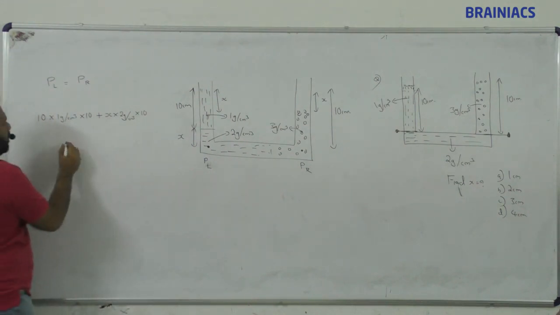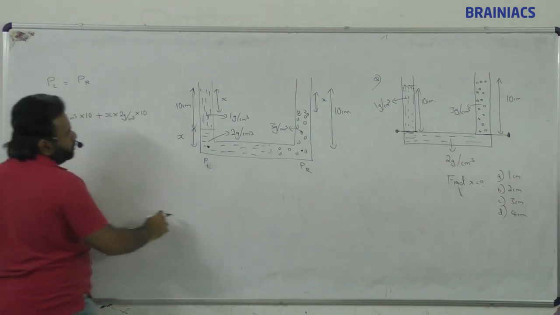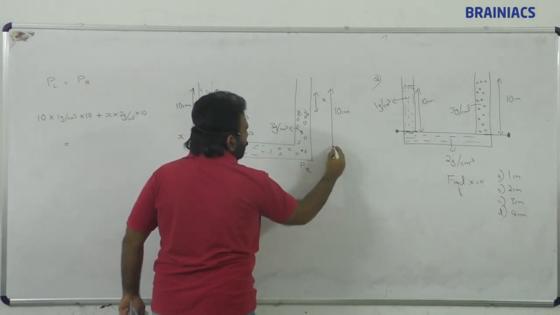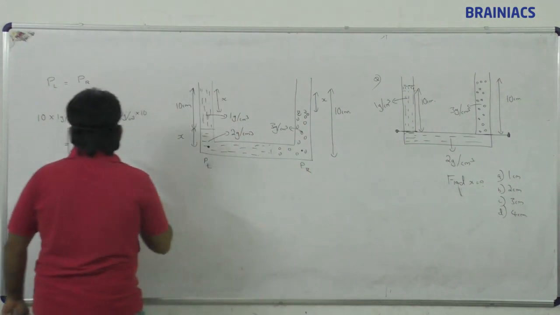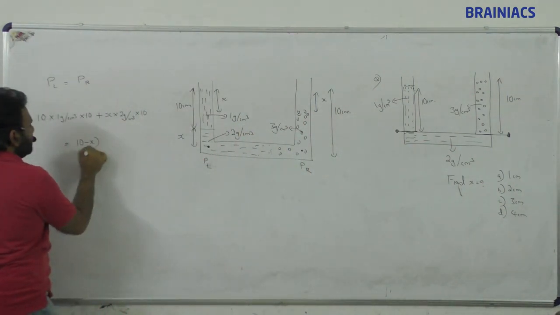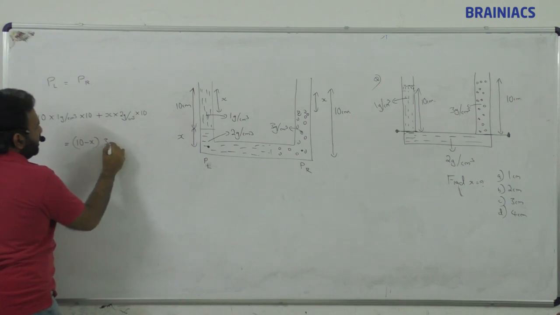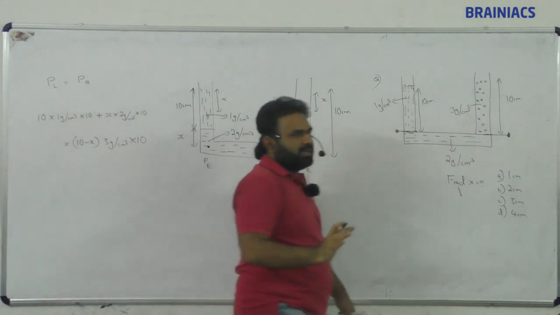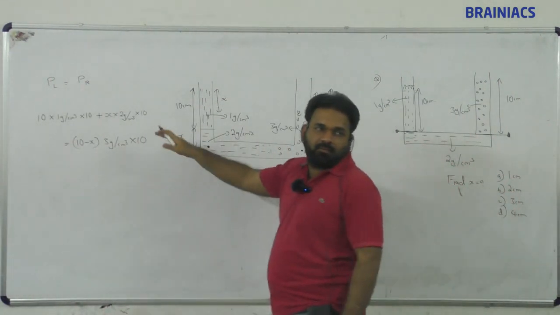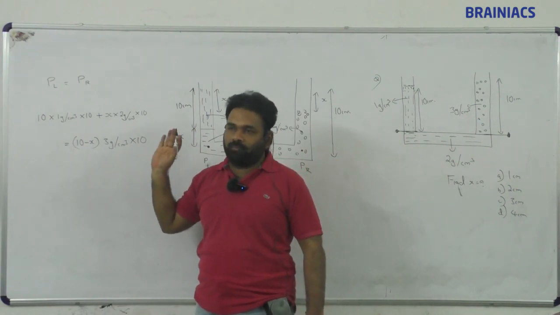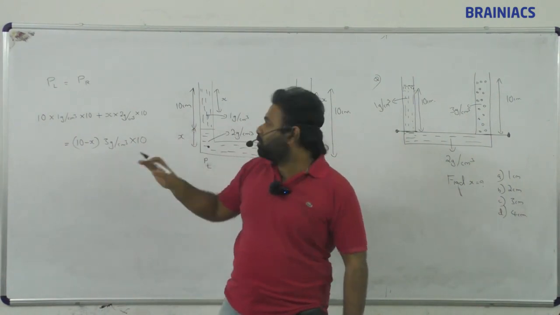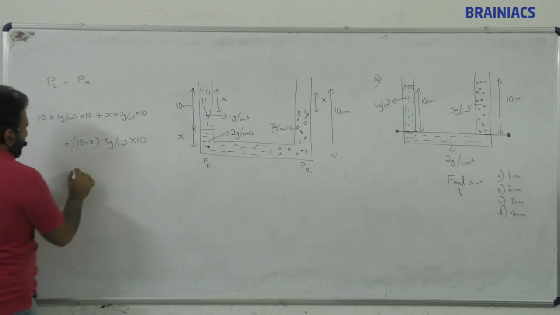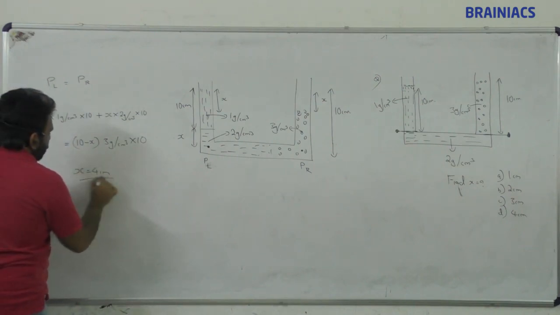This will be equal to the right side, whose height is 10 minus x. So 10 minus x into the density, 3 gram per centimeter cube, into 10. I did not change the units because left hand side and right hand side we are equating, so units will get cancelled off. No need to waste time on that. If you solve this, are you getting x equal to 4 centimeter? Right, done.